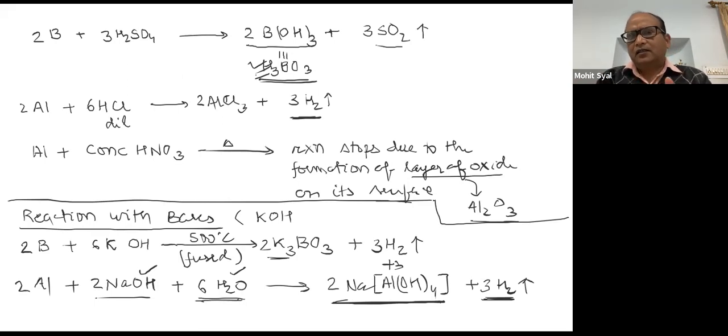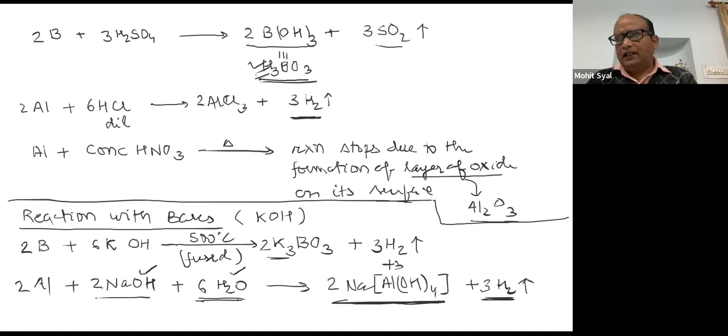Now there is a reaction with halogens. We have seen reaction with oxygen, nitrogen, and with acids and bases. Boron is an acidic oxide. It will react with base KOH and form its salt. Aluminium will also react with the base and form a complex, and hydrogen gas will be liberated. Similarly, gallium is also amphoteric, so that also will react in the same manner.